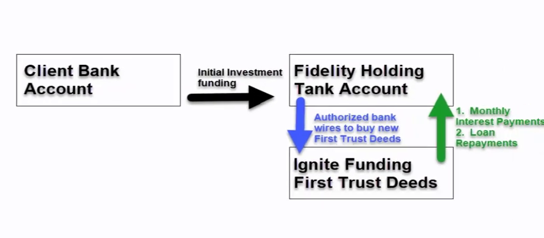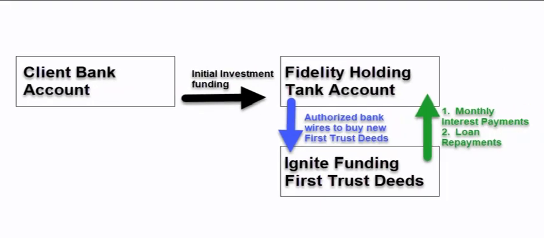So one question is, why do we have three accounts? Why don't we just go from the client bank account to the Ignite Funding platform? Why do we add a Fidelity account to all of these transactions? And the primary reason is for the convenience of the client.